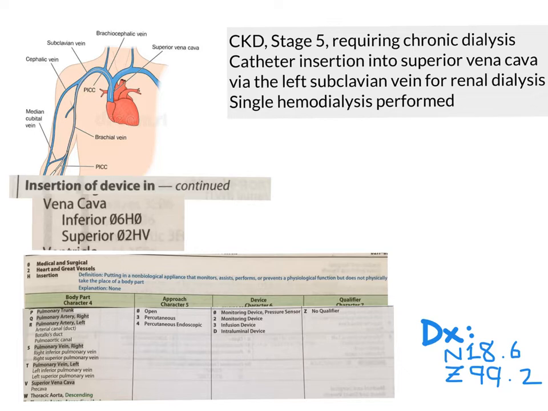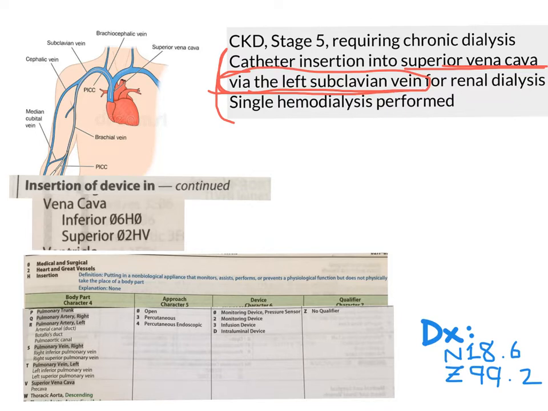So let's go ahead and take a look at these procedural statements. We kind of have 2 things going on here. First, we have catheter insertion into superior vena cava via the left subclavian vein for renal dialysis. So we need to code the insertion of that catheter. We know it's going into the superior vena cava, but what do we do with this phrase, via the subclavian vein? When you are coding for an insertion, especially of a catheter in PCS, please note that you want to code to the furthest point of the insertion.